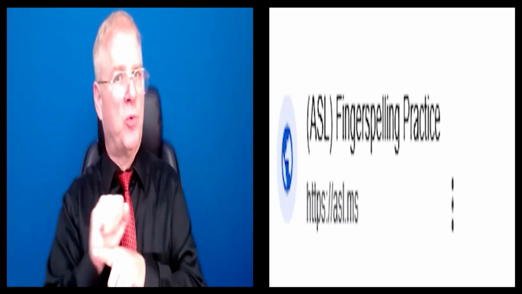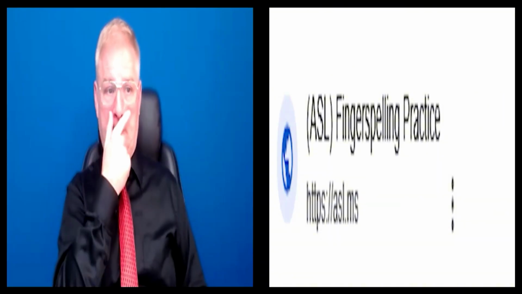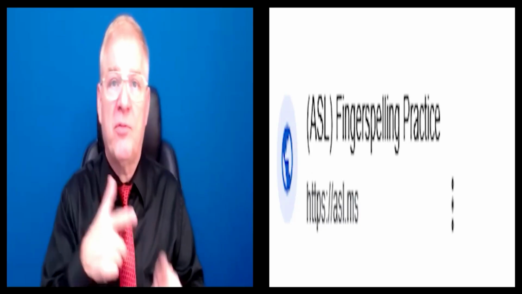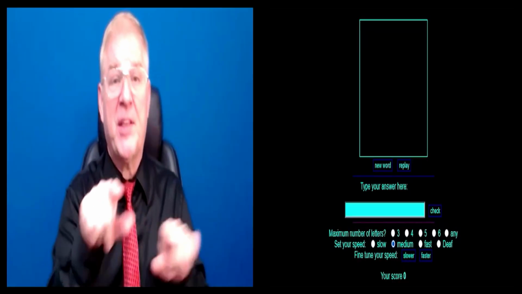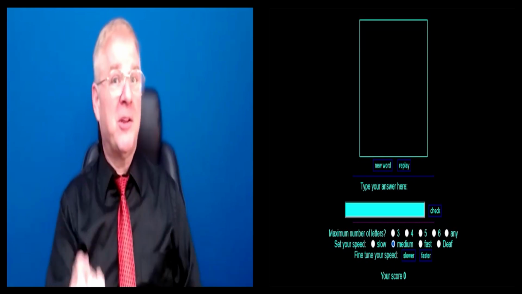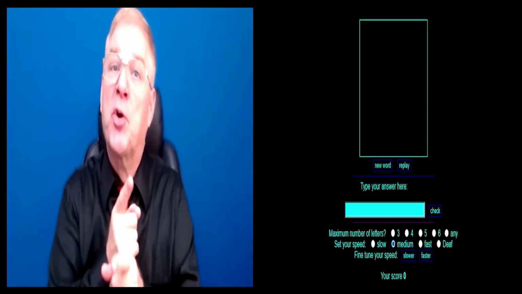asl.ms. That's where you go to practice your fingerspelling, and this is what it looks like. And you'll be able to pick your speed. Slow, fast, 3-letter words, and then you type in what you see, and if you type in the right word, you understand. It'll tell you you're correct.